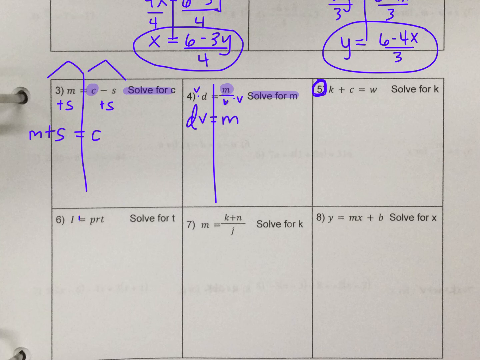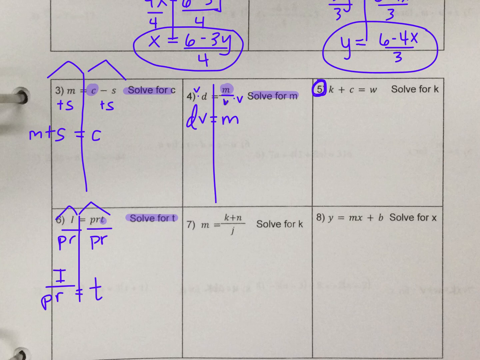I'm going to show you number 6. We got 2 houses. We're solving for t. That means the p and the r got to go away. They're being multiplied, so I'm just going to divide. So my final answer is I divided by pr equals t.